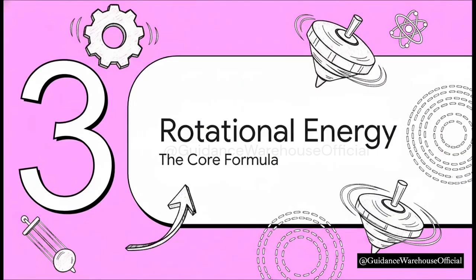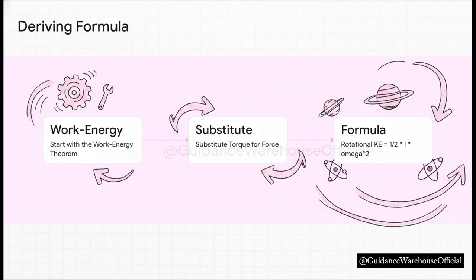Section 3, the rotational energy formula. Now that we've got the basic idea of rotational work down, let's see how this builds our fundamental formula. Because where does all that work energy actually go once the object is spinning? Well, it goes right into the object's movement. By mathematically substituting our rotational variables into the standard work-energy theorem, we arrive at this beautiful, highly useful formula. Rotational kinetic energy equals 1/2 times I times omega squared.